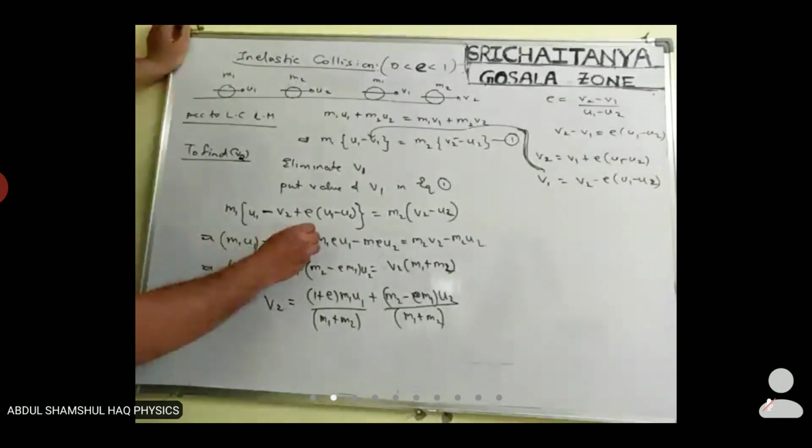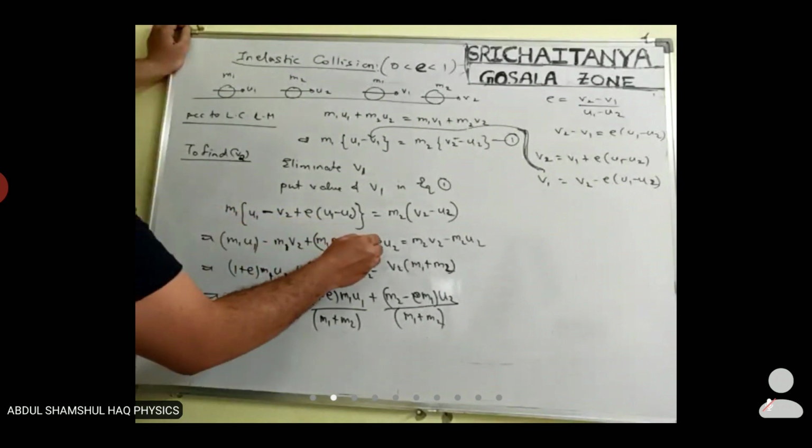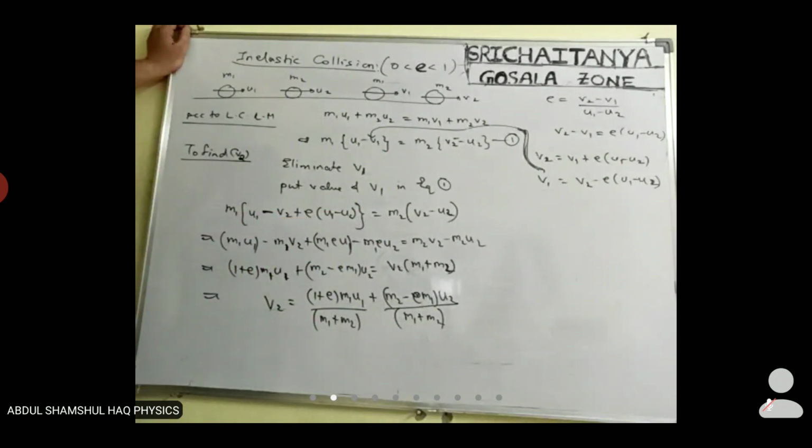Here, in this term and in this term, we can take out U1 as (1 plus E) into M1 U1. So here M1. Right, am I understood by this part? Now please see this calculation.